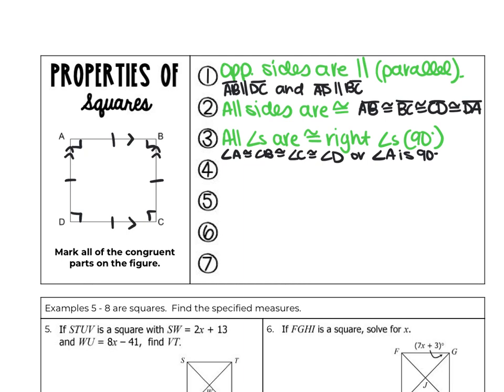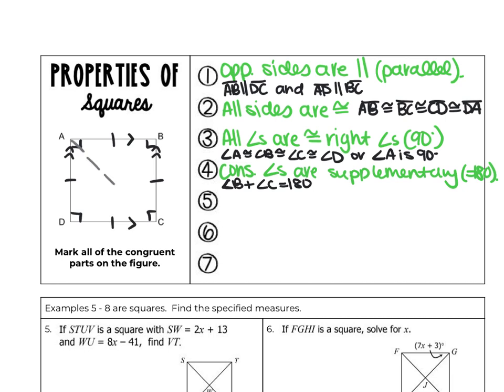Okay, you can also say consecutive angles are supplementary, or add up to 180. So I could say angle B plus angle C equals 180. Lots of ways you could say that, but that's one.